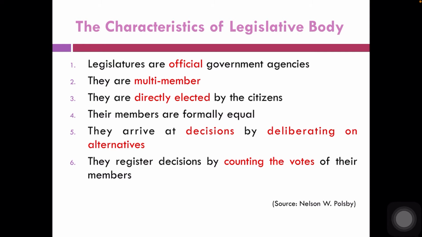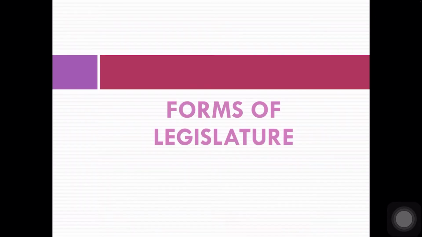Next, their members are formally equal and they arrive at decisions by deliberating on alternatives. Maksudnya decision has been made through discussion and also voting. And last but not least, they register decisions by counting the votes of their members. So moving on, kita nak tengok forms of legislature.